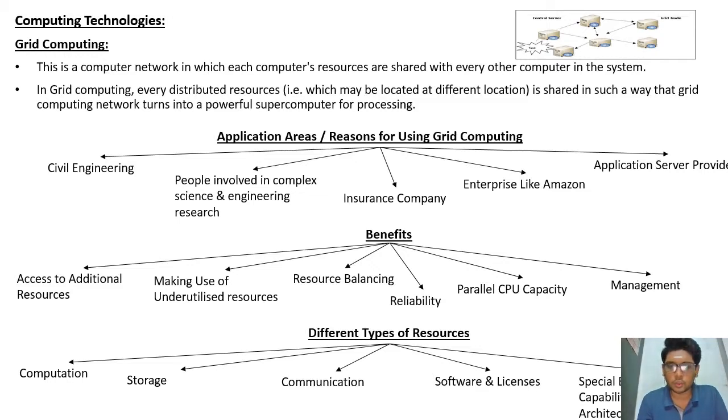Then we come to different types of resources. What are the different types of resources? 5 types of resources are there: computation, storage, communication, software and licenses, finally special equipment, capabilities, and architecture and policies. These are the 5 different types of resources in grid computing under computing technologies.